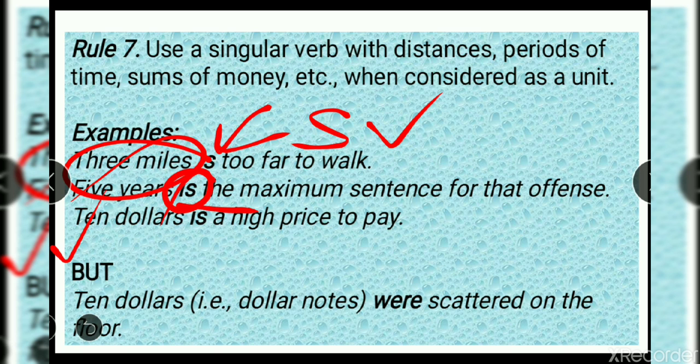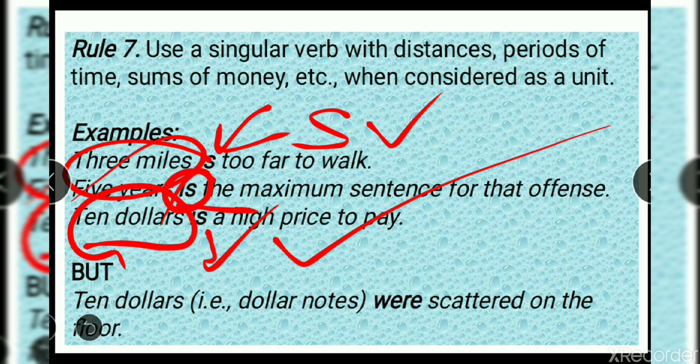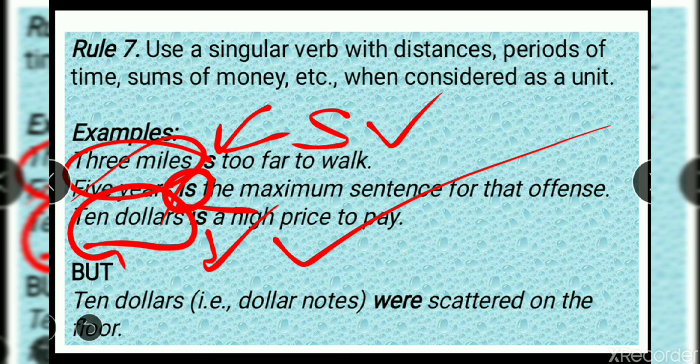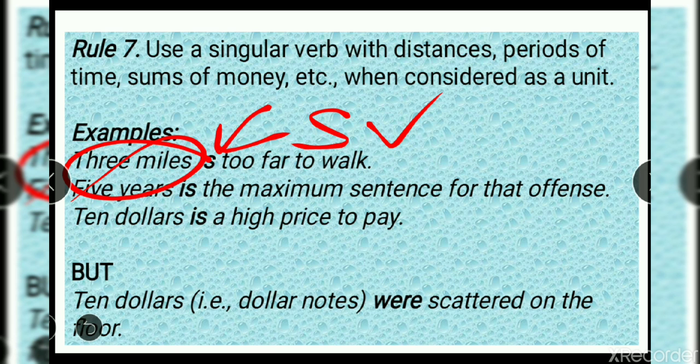Example number 3. $10 is a high price to pay. Here this sentence can also have a contradiction. You can say that we have used $10 as a unit and then is. It's all right. But in the next sentence, with the same amount, I have written that $10 were scattered on the floor. Why? In one place I have used is, in another place I have used were. Why? The reason is we need to understand the meaning of the sentence.